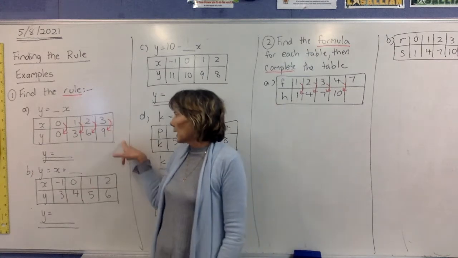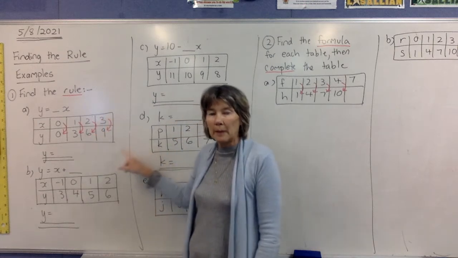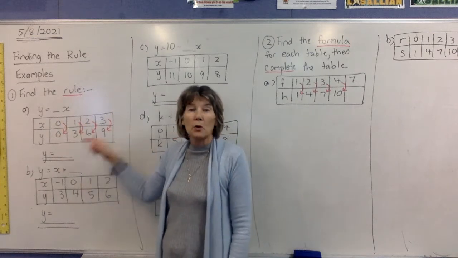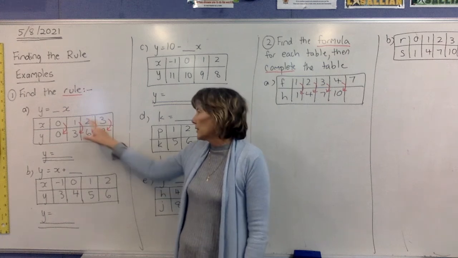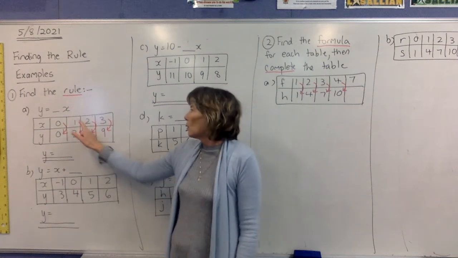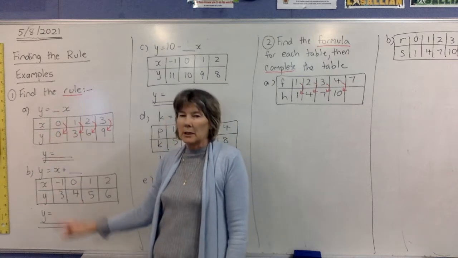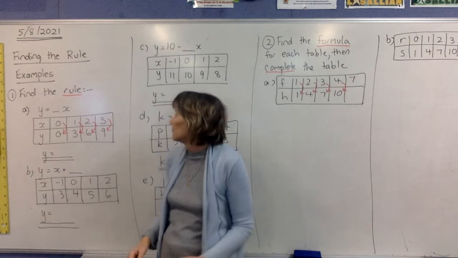So here's our table. Now we're always looking at what's going on as we go from the top number to the bottom number. So I always draw in these red arrows, so you're thinking, what have I done to the 3 to get a 9? What have I done to the 2 to get a 6? What have I done to 1 to get a 3? And what have I done to 0 to get a 0? The same thing has to happen each time for it to be a rule.